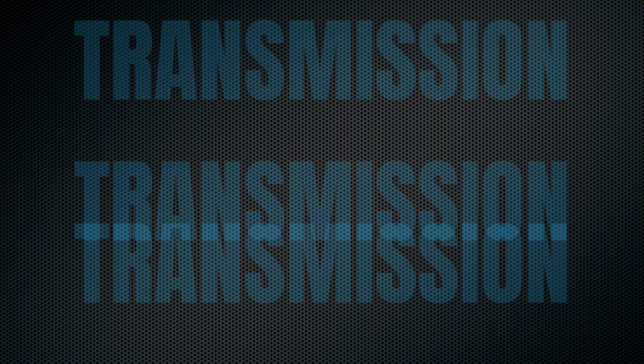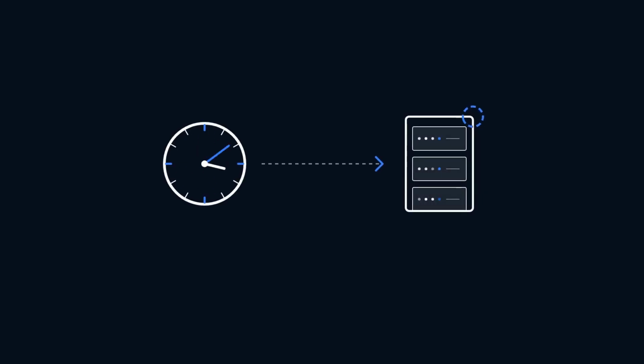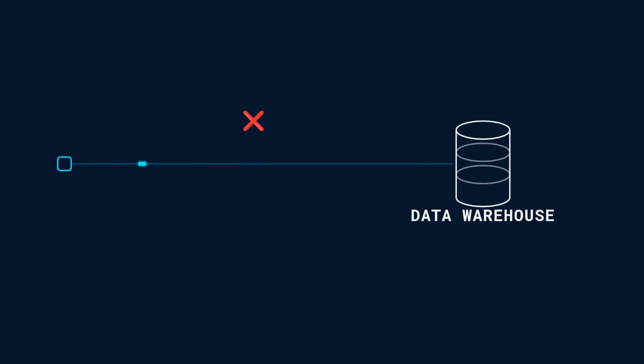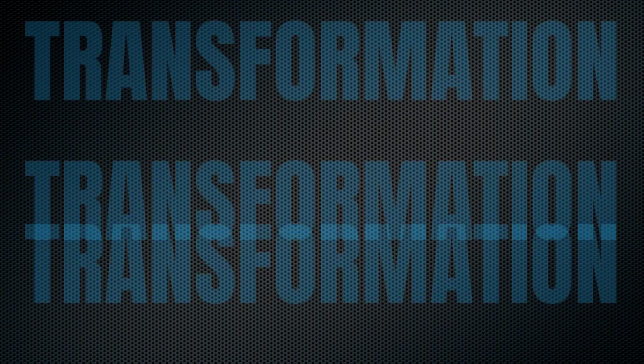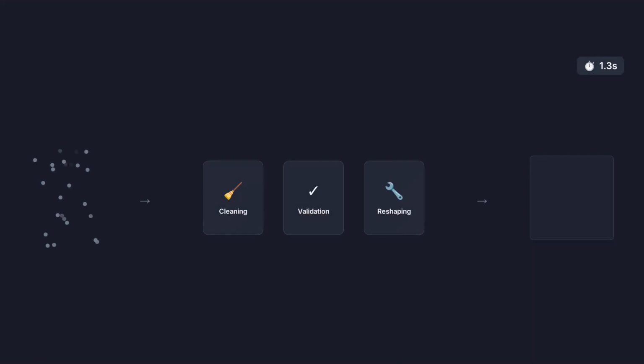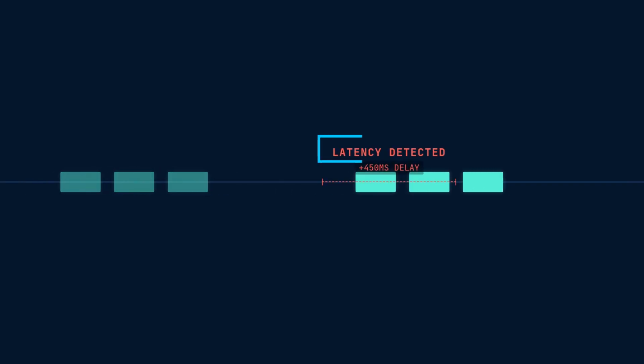Next, transmission. The time it takes to move data across the network from the source system to another location. Often data is not loaded directly into the warehouse. It first lands in a staging area, which acts as a buffer, so we don't overload the operational database. Finally, transformation and loading. This is where we clean the data, fix formatting issues, apply business rules, and finally load it into analytical tables. Each of these steps introduces delay. When you add them together, you get data latency.